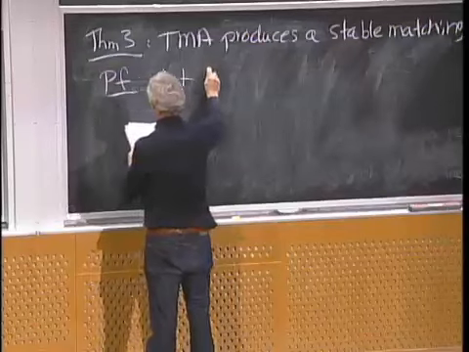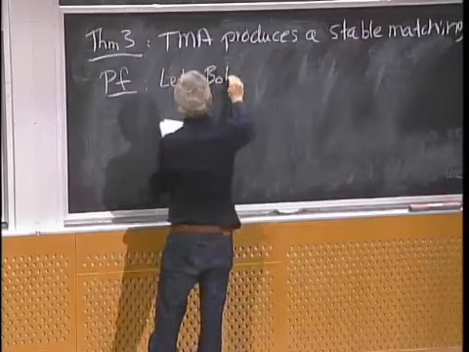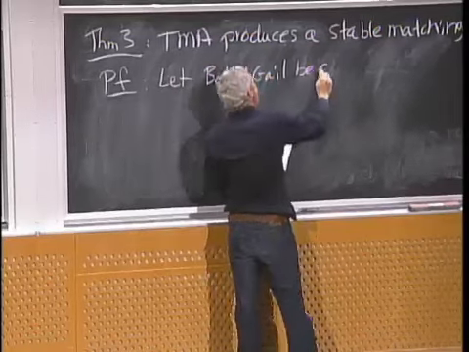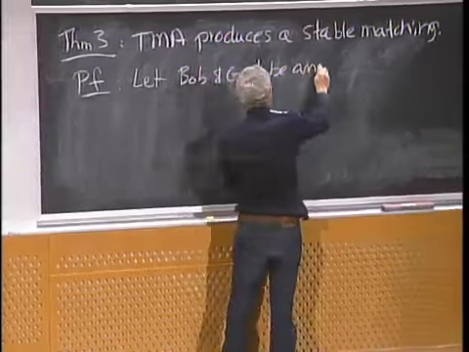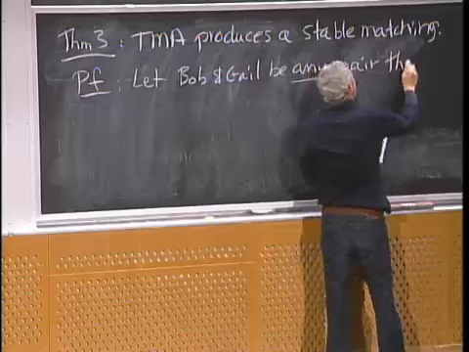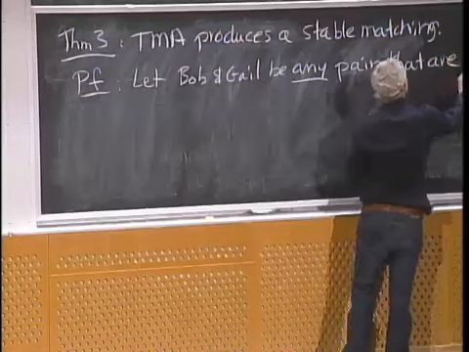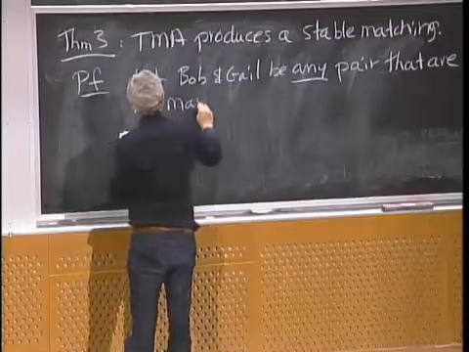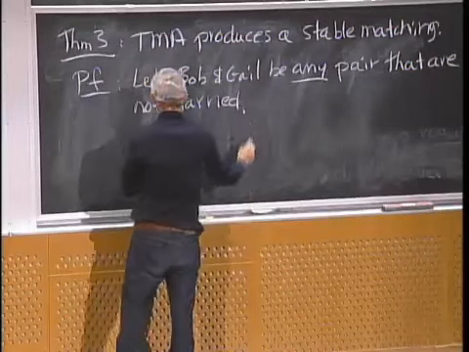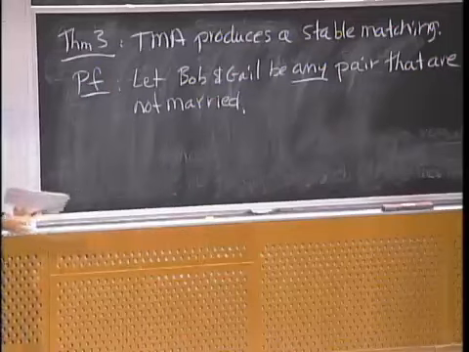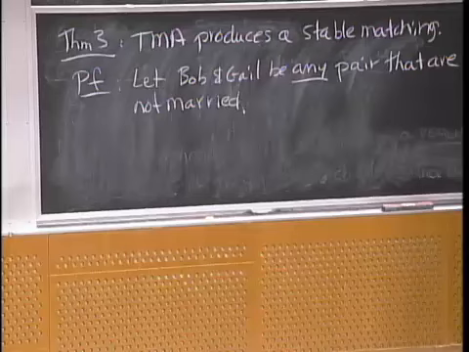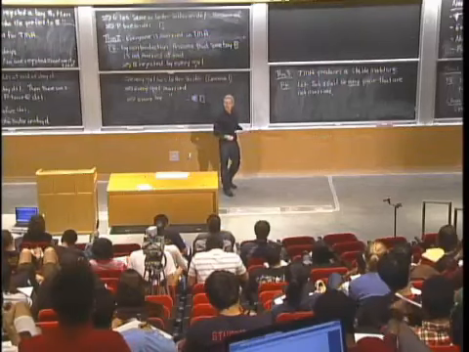So let Bob and Gail be any pair that are not married. I need to prove that Bob and Gail are not rogue. And then we'll be fine, because it says everybody who's not married is not rogue, then we know we have a stable matching.